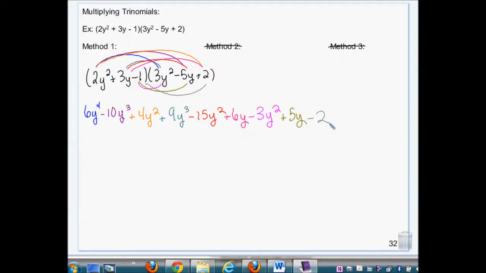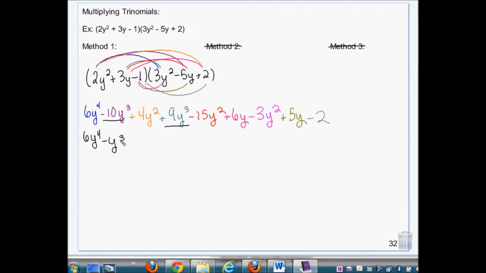Can you imagine if you're doing a 4x4? Okay, so like terms, I only have one y to the 4th, so that goes right here. Negative 10y to the 3rd and positive 9y to the 3rd gives me negative y to the 3rd.